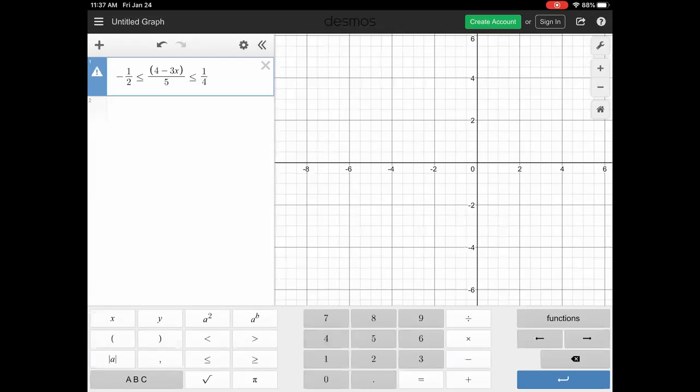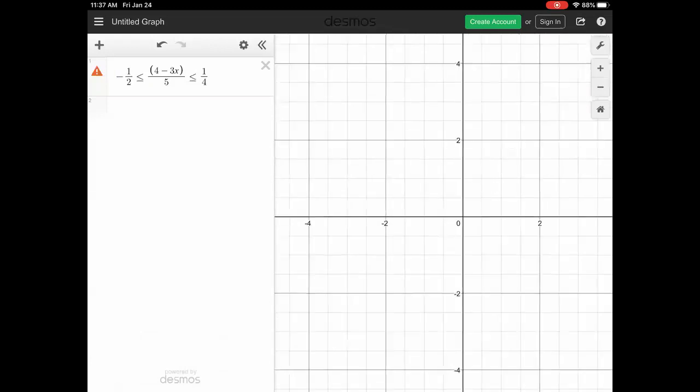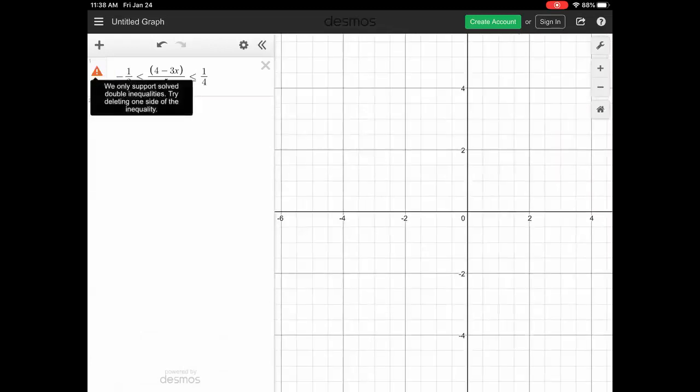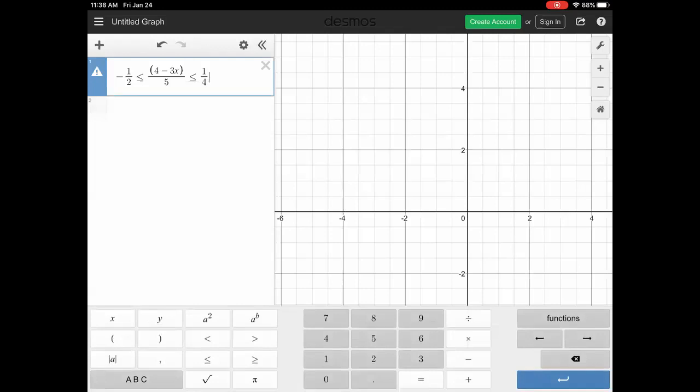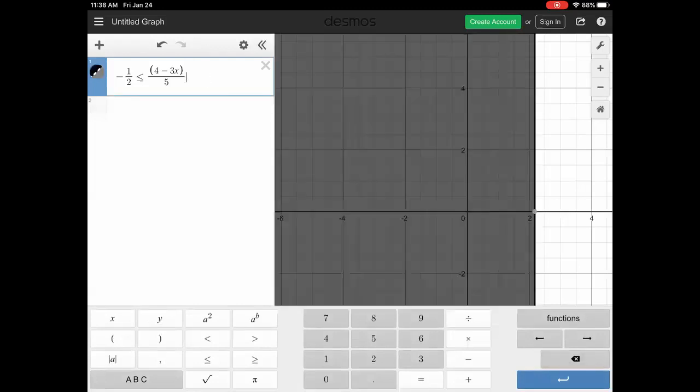Okay, so here, hey, it's saying there's an error. We only support solved double inequalities. Okay, fine. That is so annoying. This is why I should have tried it at home first. It's okay. Trial and error. Well, I guess we can break this down.